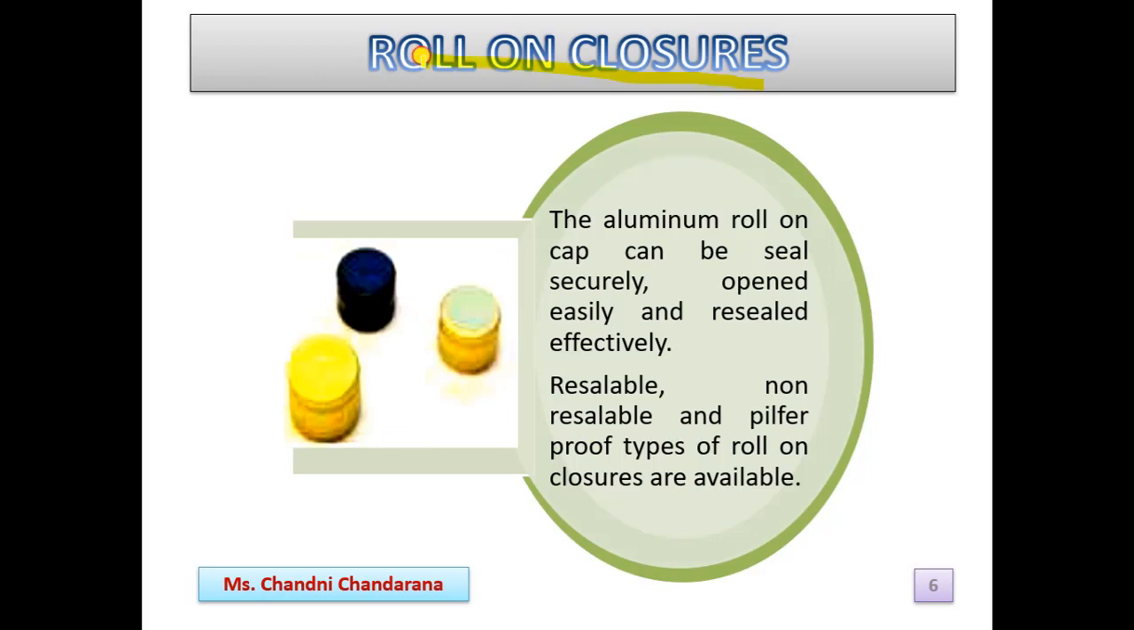Now the next is roll-on closures. This type of material is known as a roll-on closure. The aluminum roll-on cap can be sealed securely, opened easily and released effectively. Releasable, non-releasable, and pilfer-proof types of roll-on closures are available. Here we can see which closures are releasable and which are non-releasable.